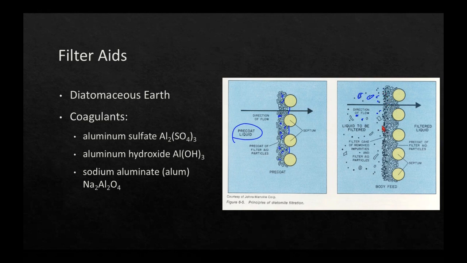And so that way we don't blind the filter. What we do is we continually add pathways for the water to flow. And this is called body feed, by the way. Eventually you end up with this really thick coating that still permits the flow of water, even though there's lots of dirt in it. Eventually what we'll do is we'll backwash it and we'll slough it all off and recoat it.